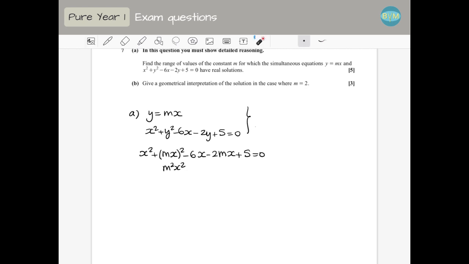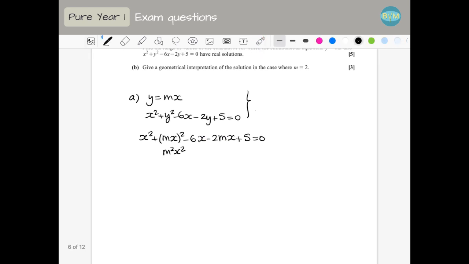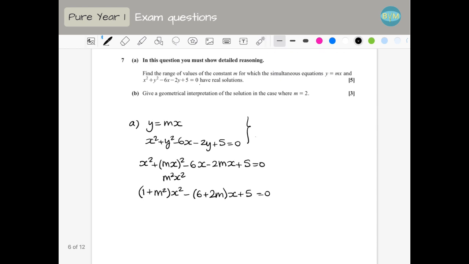This mx squared is m squared x squared. So what I'm going to do is to put together the x squared, the x, to simplify that equation a bit. So I have 1 plus m squared multiplying the x squared, just collecting like terms, and then minus 6x minus 2mx. I can write 6 plus 2m multiplying x, plus 5, equal to 0. And this is a quadratic. We are going to study how many solutions we have. It's a real solutions, which means it could have 1 or 2. They don't say 2 specifically, so it means that it could be 1 or 2.